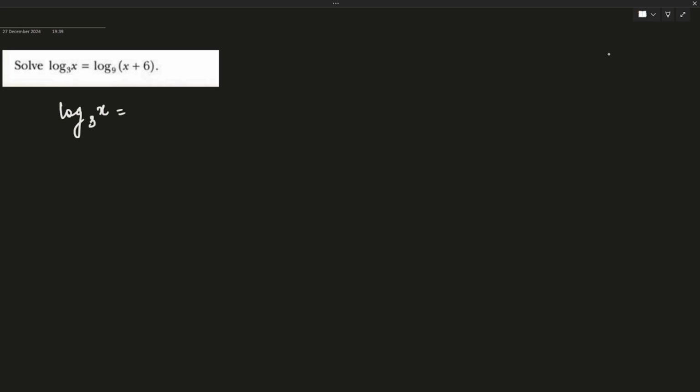Okay, solve log of x to the base 3 is equal to log of x plus 6 to the base 9. Now earlier, when the bases are the same, you can simply equate the arguments and find the solution. But here the bases are not the same.